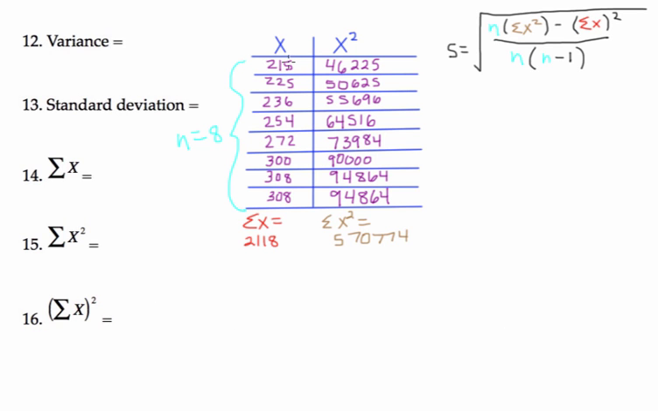So you can see I have added up my x's, sum of the x's, so I can fill in that answer. And I can fill in this answer, sum of the x squareds. Sum of the x's, add up the x column. Sum of the x squareds, add up the x squared column. This means take the sum of the x's, that number that I had, 2118, and square it. So I get this number.